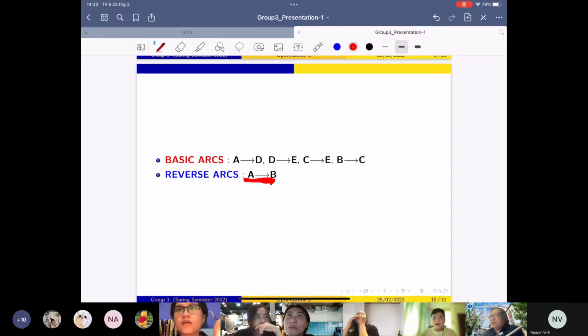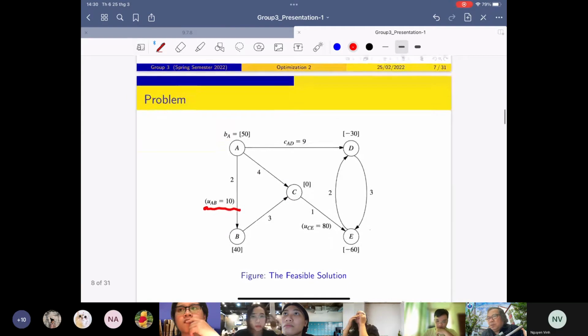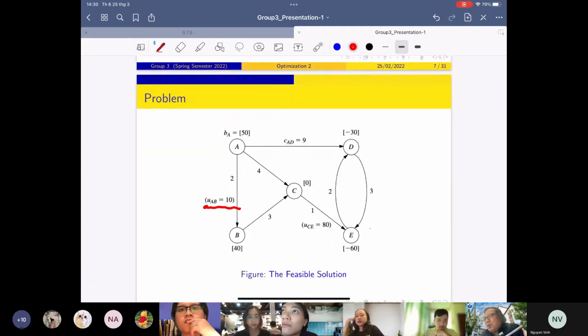I couldn't understand why suddenly you do like this. Suppose you come back to the problem. Suppose I write down AC, UAC. Suppose that AC also has an upper bound. Is that okay? And UAC is 15. Then how do you do? You also make the reverse AC to CA. You make the reverse of all of the arcs with the upper bound. Why suddenly do you do that with AB? I don't know.